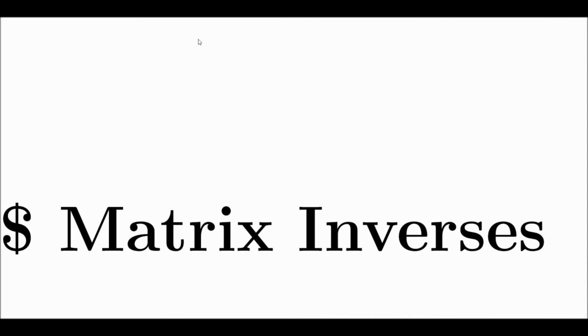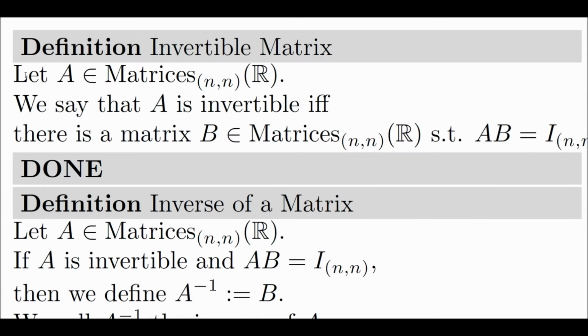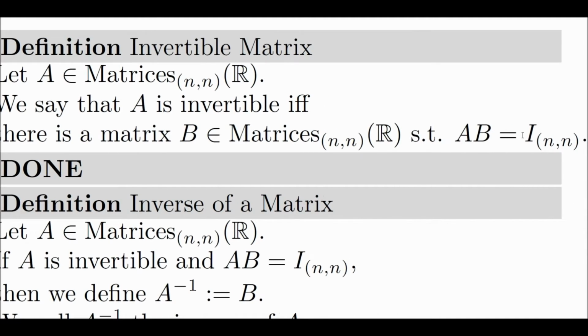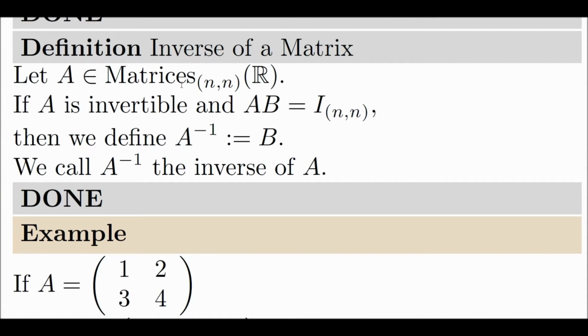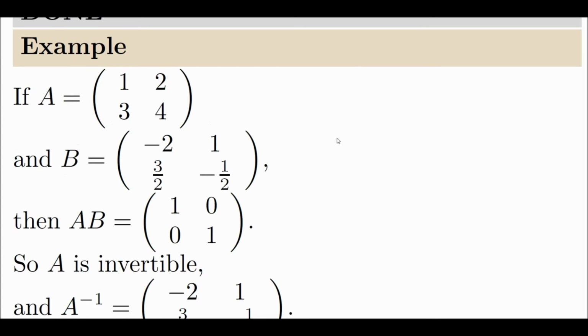Now I want to say a little bit about matrix inverses. So let's say that you've got a matrix A. It's an n by n matrix made of real numbers. We'll say that A is invertible if there's another matrix B where A times B gives you the identity matrix. So again, let's say A is an n by n matrix made of real numbers. If A is invertible, then we'll define the inverse of A to be this matrix B. So we'll call that the inverse of A. So the inverse of A is just a matrix that when you multiply it by A, it gives you the identity matrix.